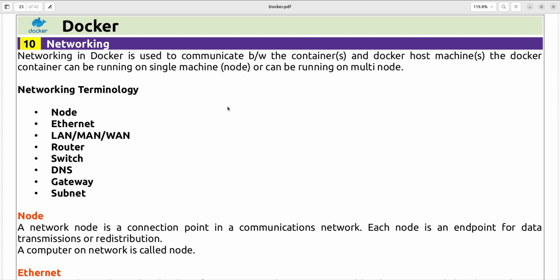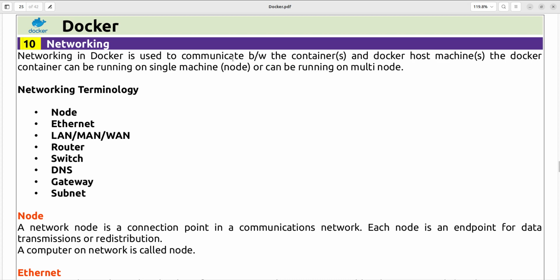So all these parts of the system are required in a container also. Containers need networking too, because networking is again part of your computer system. So Docker has introduced a Docker networking feature. We will first learn what networking is, what the concepts of networking are, and then we will do the networking in our Docker. Networking in Docker is used to communicate between the containers.